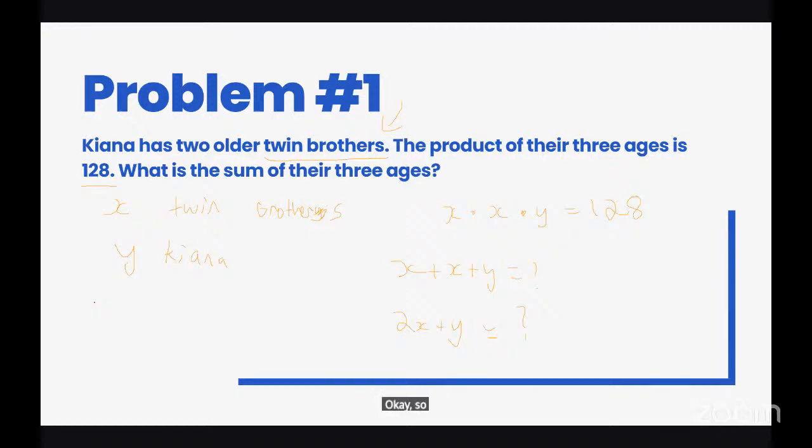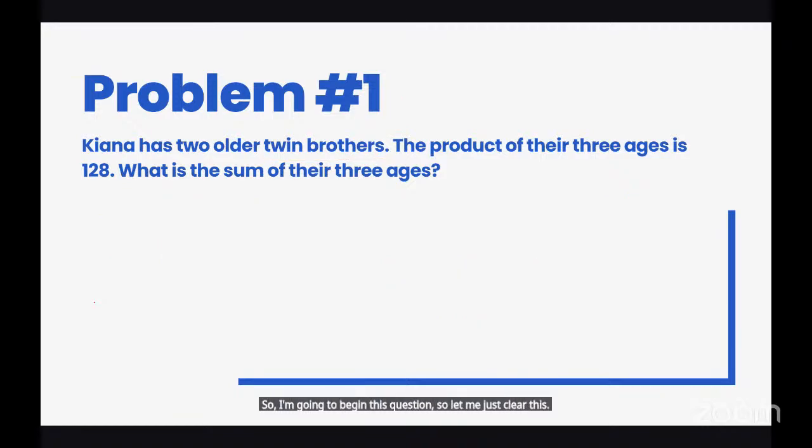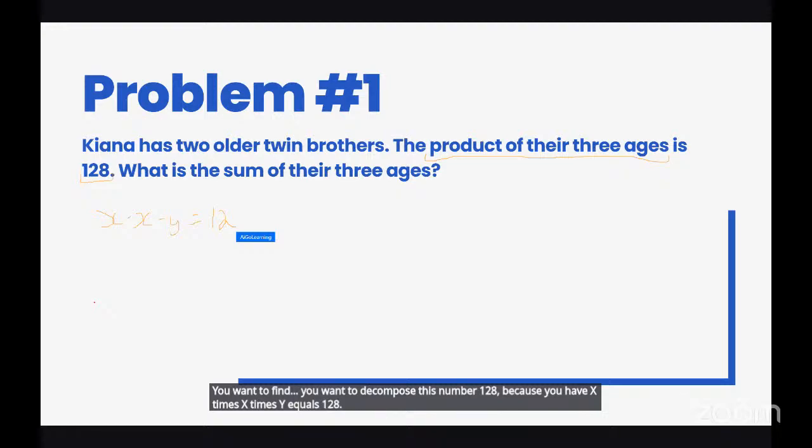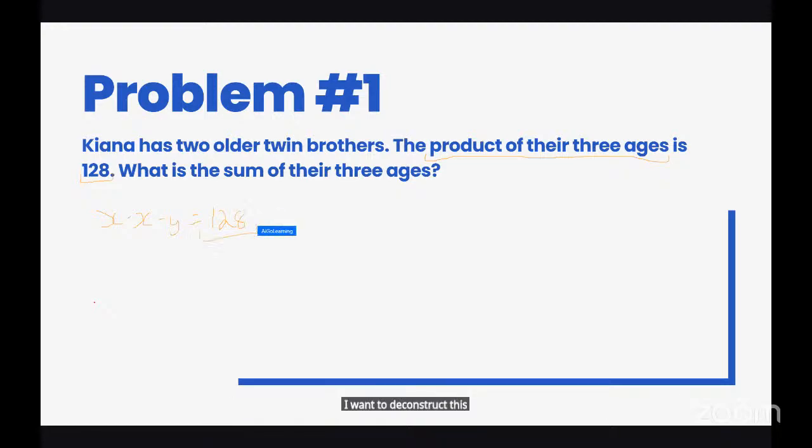Okay, so I got a few answers in chat, and most of them look correct. So I'm going to begin this question. Let me just clear this. To start off, when you see the product of 3 ages, you want to decompose this number, 128, because you have x times x times y equals 128. I want to deconstruct this 128 to see what I can get.